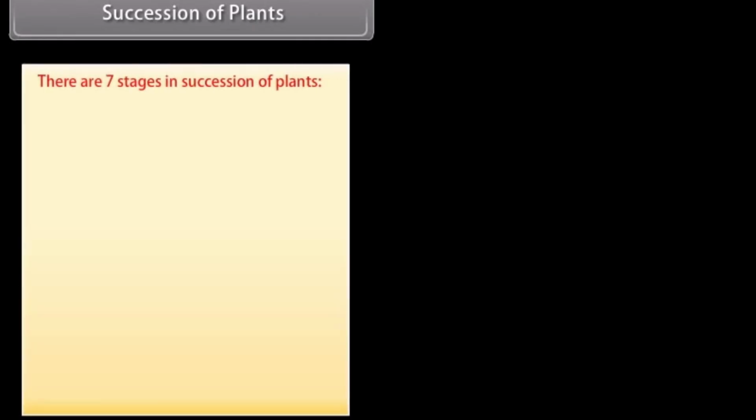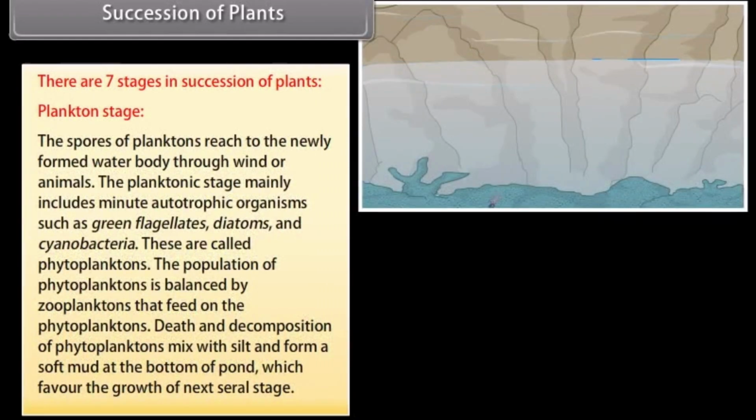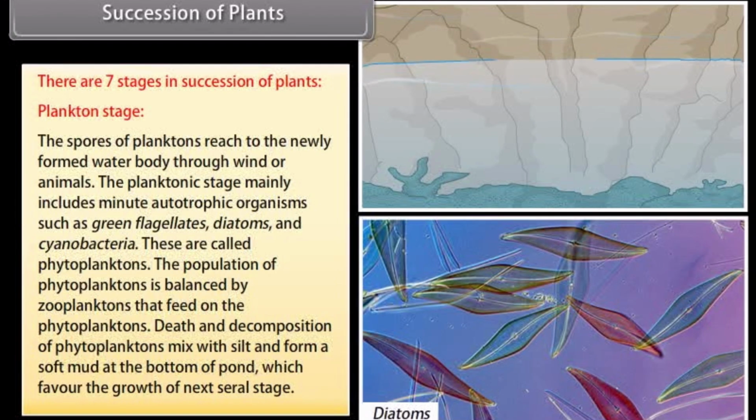Succession of plants. There are 7 stages in succession of plants. Plankton stage. The spores of planktons reach a newly formed water body through wind or animals. The planktonic stage mainly includes minute autotrophic organisms such as green flagellates, diatoms, and cyanobacteria. These are called phytoplanktons. The population of phytoplanktons is balanced by zooplanktons that feed on the phytoplanktons.